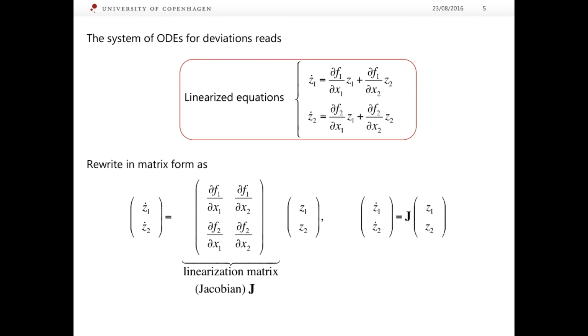We can now rewrite this equation with account of the new notation for the Jacobian. Please remember that because in the Jacobian the values of all derivatives are taken at the fixed point, the components of the matrix J are all constants. Linearized equations are linear ordinary differential equations with fixed coefficients, and we can solve them analytically.